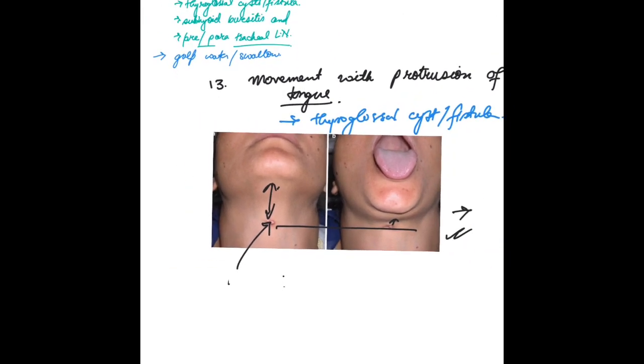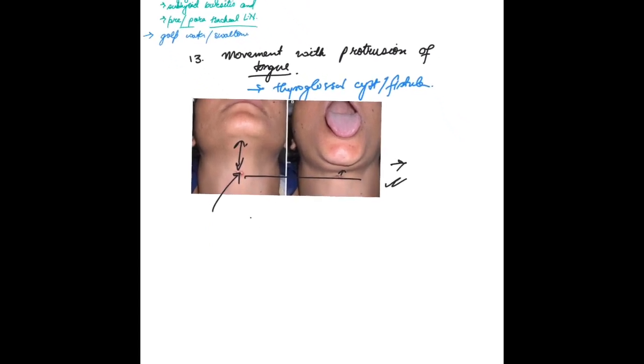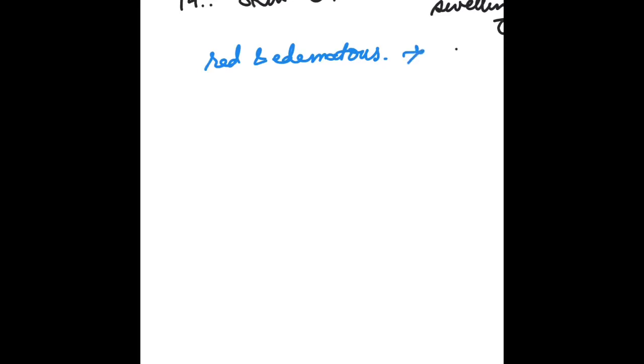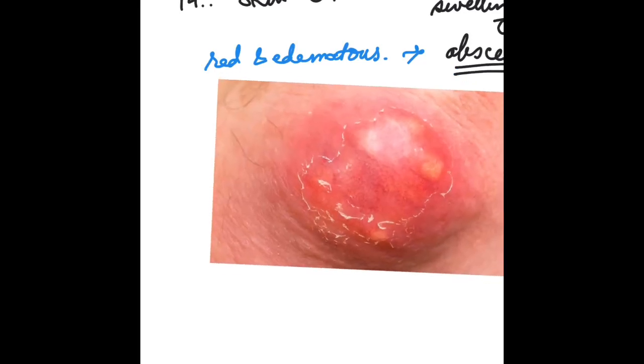Now let's talk about the skin over the swelling. The next thing that you have to notice is the condition of the skin over the swelling. Now it can be red and edematous, when you will think that it is an abscess. See, this is the picture of an abscess, and you can very well know that the skin over the swelling is red and inflamed. Basically, whenever there is red, you know there is inflammation going on, and you have to be sure that this is an abscess.